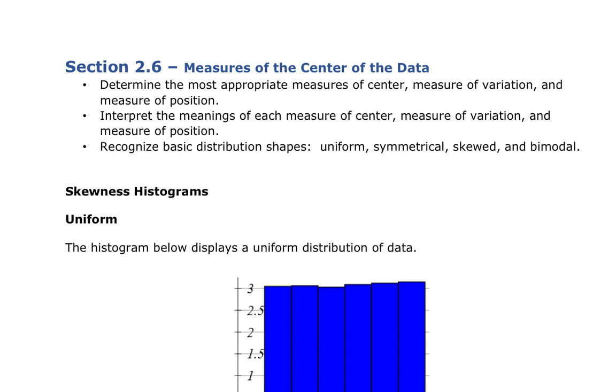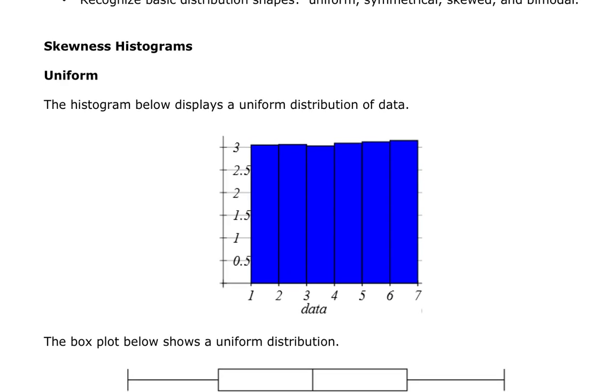So when we talk about the skewedness of a histogram or the graph of the data, we want to talk about what we see. Now, this first example here, we can see it looks pretty uniform all the way across. So we would say that this is uniformly distributed data.